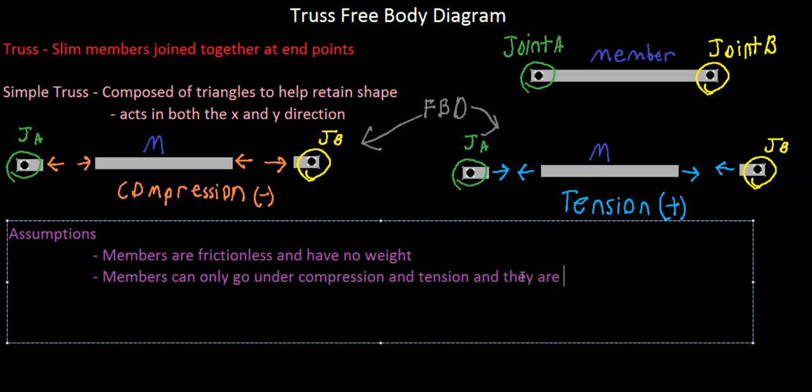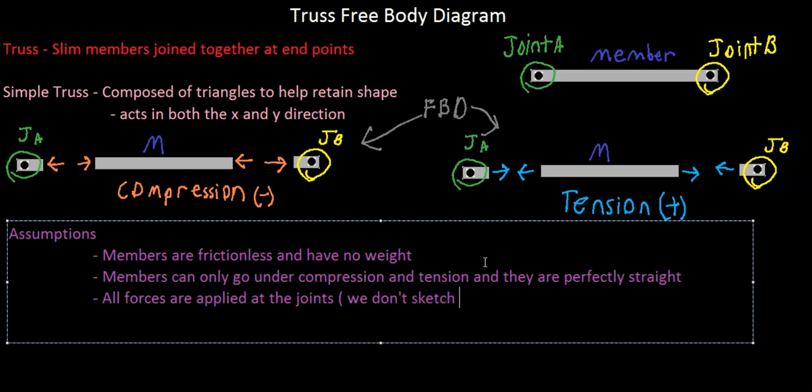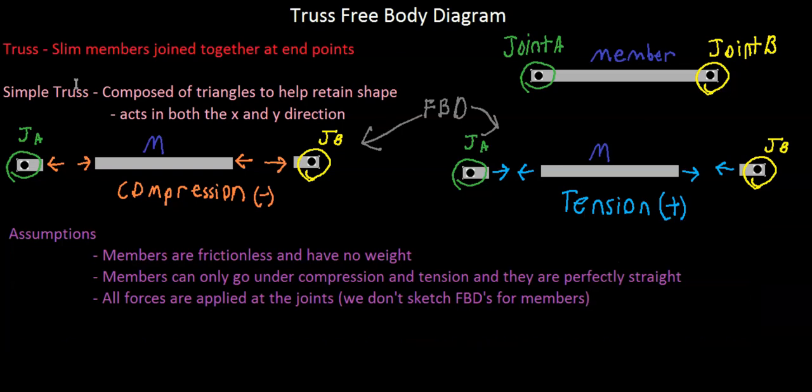And they are perfectly straight. Again, we know this isn't true, but we need to make these assumptions to understand the simple concepts of drawing free body diagrams for trusses and the math behind it. And the last assumption we'll make is all forces are applied at the joints. So in other words, we don't actually sketch the free body diagrams for members.